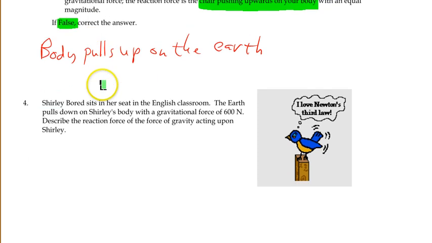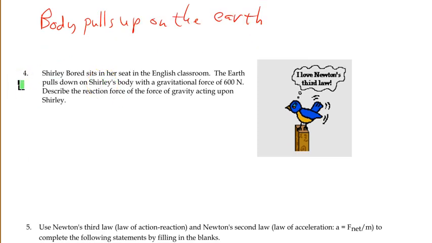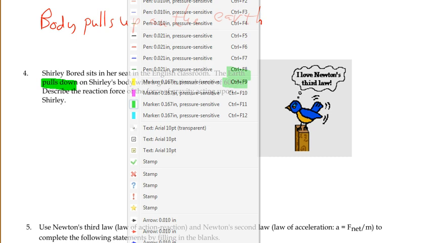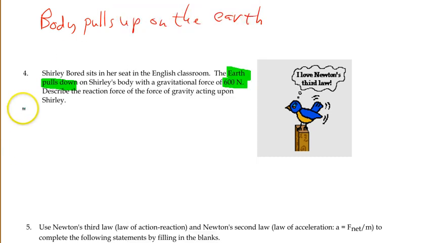All right, Shirley Board sits in her seat in the English classroom. The Earth pulls down with a gravitational force of 600 newtons. What is the reaction force to the force of gravity acting upon Shirley? Now again, it's Earth pulls down, and we even have a number this time of 600 newtons. So again, all we really have to do is reverse that. So since Earth is pulling down on Shirley's body, Shirley, at least her body, pulls up on the Earth.